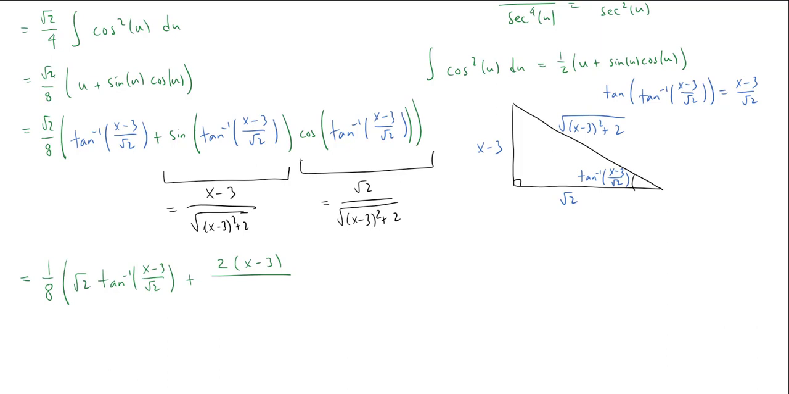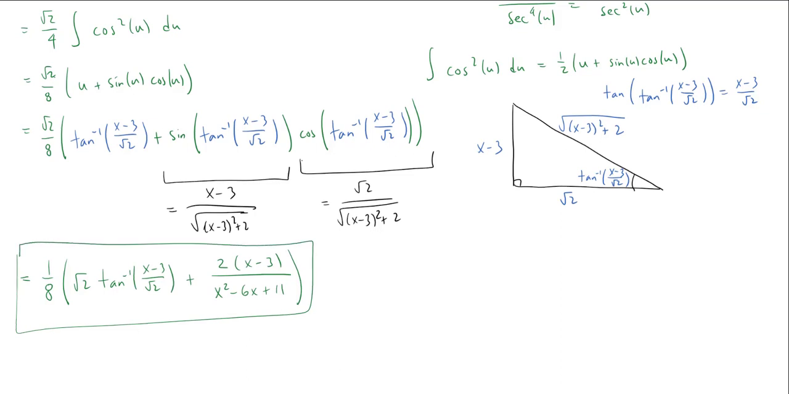And heck, you know what? I'm just going to put it back to what the original denominator was, just for fun. So we had x squared minus 6x plus 11. Of course, you could leave it as (x minus 3) squared plus 2. And so there we go. We finally got it. We had to put together a lot of tools to get there, but we were finally able to make this work.